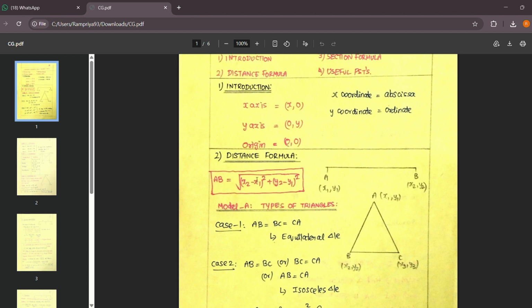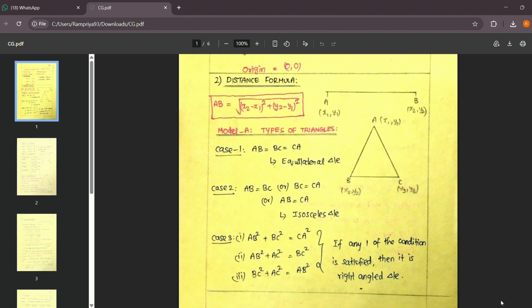Under this distance formula, you have some very useful models, like they will be asking you the types of triangles. So if all the sides are equal, AB equal to BC equal to CA, then you call it an equilateral triangle. AB, BC, CA can be found by using the distance formula with the necessary coordinates. Then case 2, isosceles triangle: if any two sides are equal, either AB equal to BC, or BC equal to CA, or AB equal to CA, then you can call the triangle isosceles.